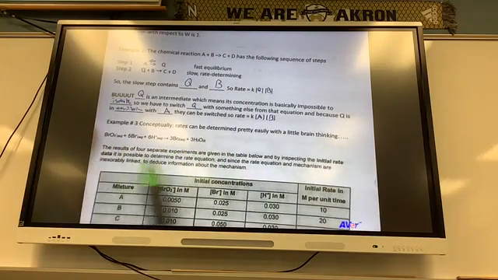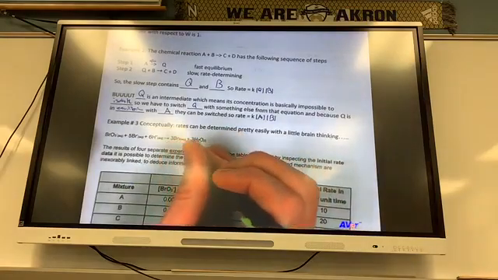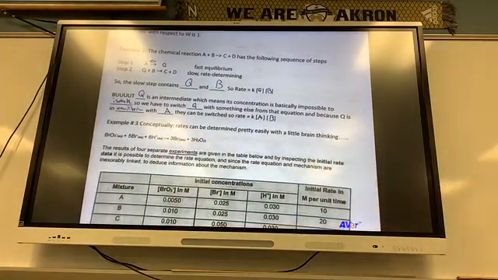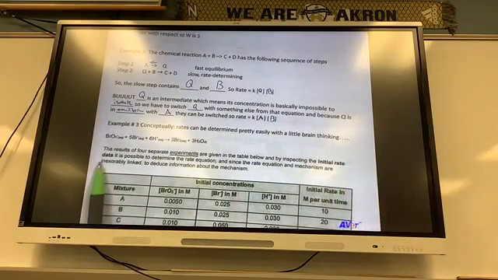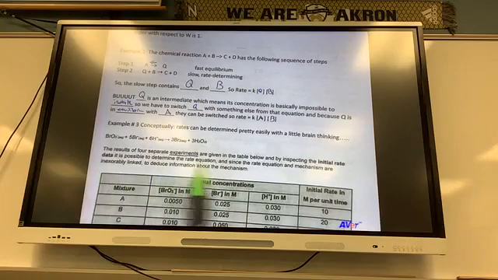The results of 4 separate experiments, because rates can only be determined experimentally, right, are given in the table below. By inspecting the initial rate data, it is possible to determine the rate equation. And since the rate equation and the mechanism are linked, to deduce information from the mechanism.